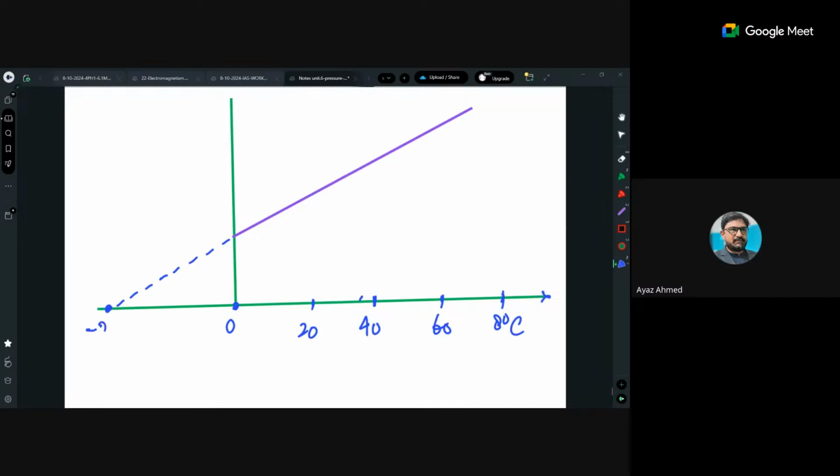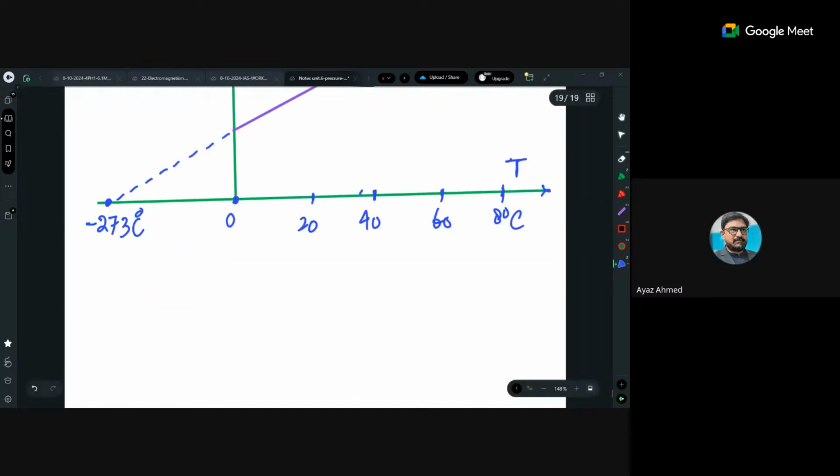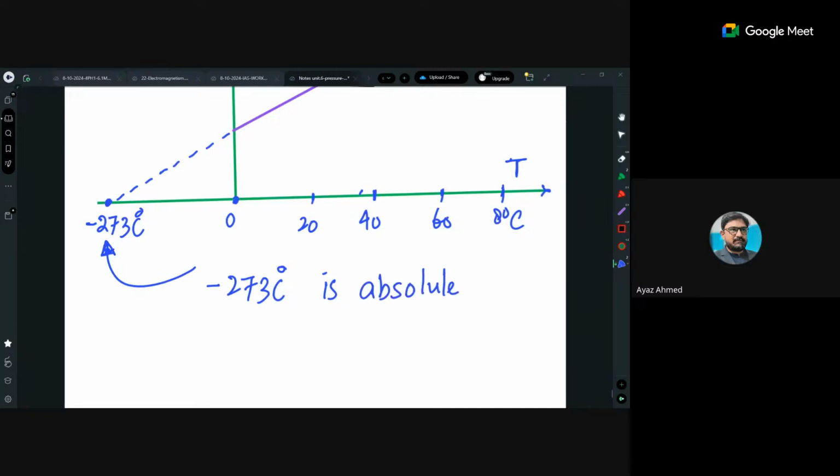So can I write this one? This number is your minus 273 degrees centigrade. Remember one thing, right? So this is your volume and this is your temperature curve. So remember that this temperature, minus 273 degrees centigrade, is the absolute temperature, right?